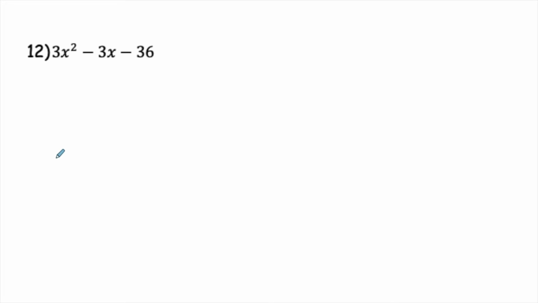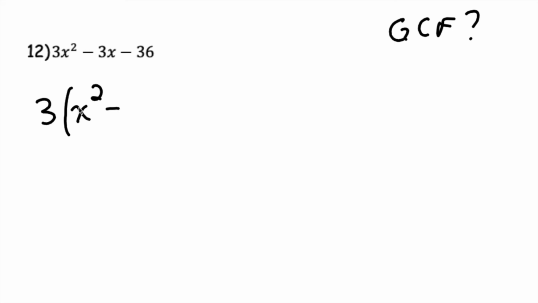Okay, number 12. Again, first question you want to ask yourself, do I have a greatest common factor? Do I have a number that I can divide out of all of these? And yes, we do. We can take a 3 out. So I'm left with x squared minus 3 divided by 3 is 1, so 1x. 36 divided by 3 is 12.